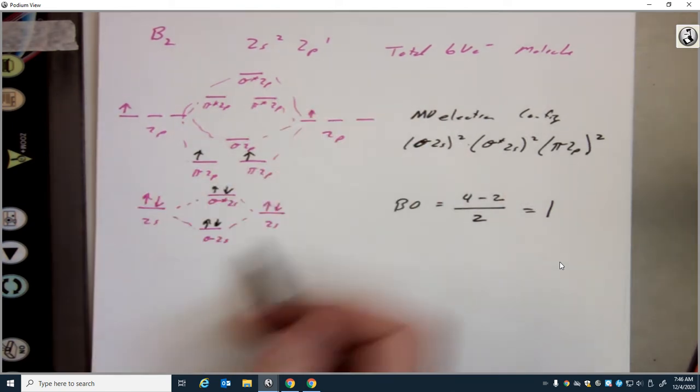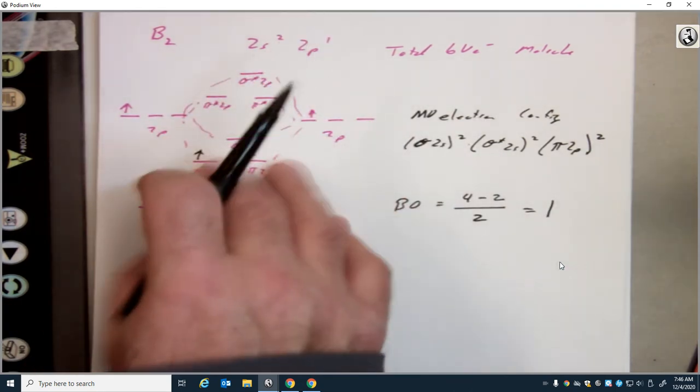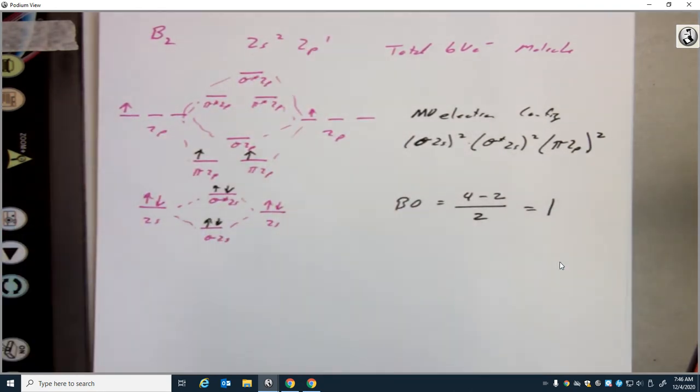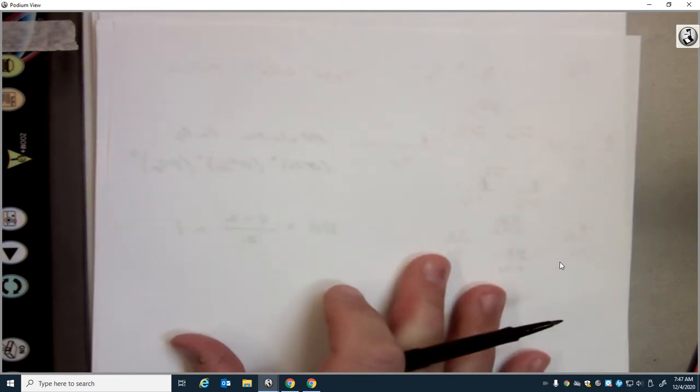As long as you know this pattern, it's easy to figure out. Now, we're going to use this for something else in a little bit. Let's try another one. Let's do P2. Okay, so this is a group 15.